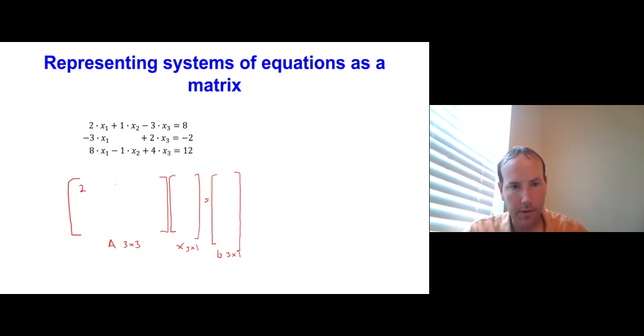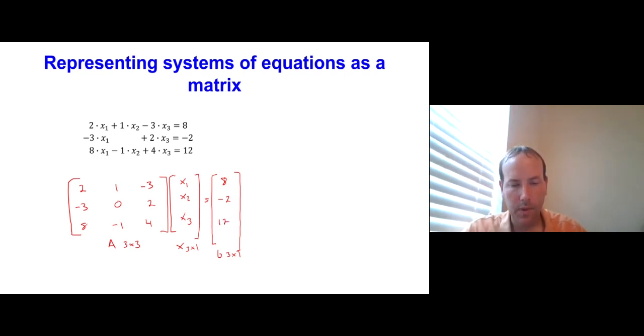Okay, so now the matrix A is just the coefficients on each of these. So it would be 2, 1, minus 3, minus 3. There's no value right here. And then 2. And then 8, minus 1, 4. Then x1, x2, x3. And then the last column just goes straight in: 8, minus 2, and 12.